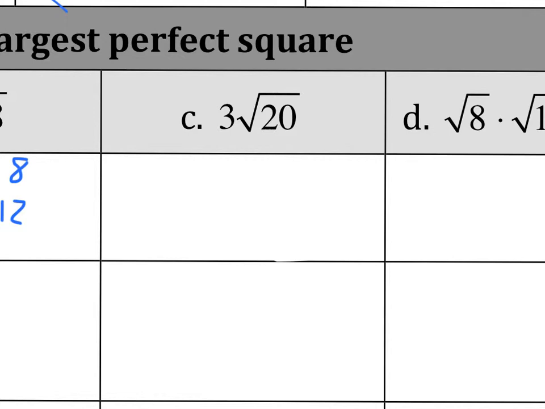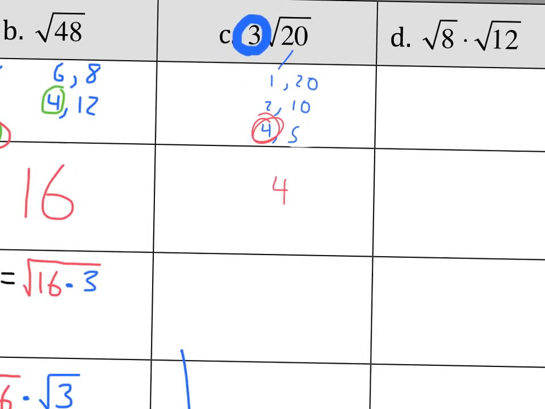All right, so let's go ahead and factor this. What we're going to do is take care of the 3 at the very end. Now we're going to bring it down still, but I'm going to consider only the 20. The 20 can be a 1 and a 20, a 2 and a 10, a 4 and a 5, and quickly we notice that the 4 is the largest perfect square. So how does it break down? Well, I have a 3 radical 20. The 3 stays outside, and the 20 factors to be 4 times 5.